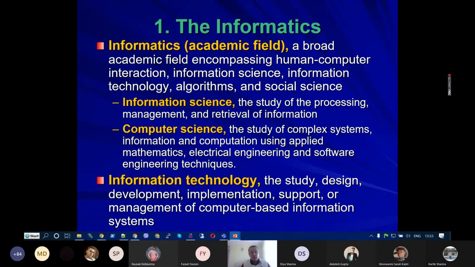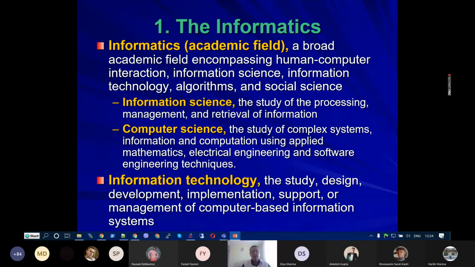If we talk about a broader and more scientific definition, informatics is a broad academic field which comprises human-computer interaction, information science, information technology, algorithms, and social science. It includes information science itself, the study of processing, management, and retrieval of information, and computer science, the study of complex systems of information and computation using applied mathematics, electrical engineering, and software engineering techniques.